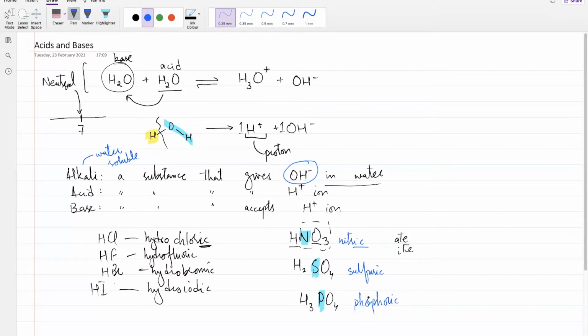So that's what these acids are. They have IC at the end of the name.